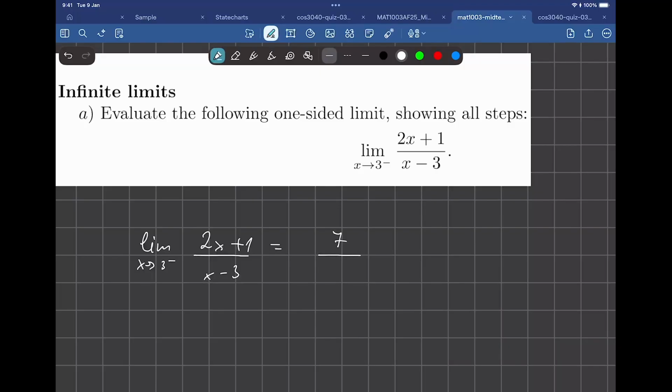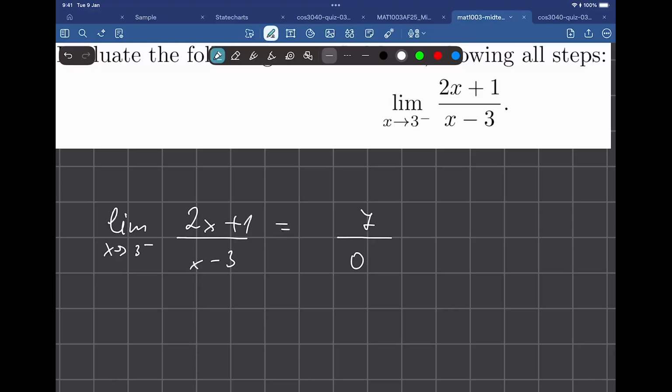And in the denominator, we have 3 minus 3, which is 0, right? Now, again, this is not immediately a problem. If we had 0 over 0, then we would have to do some sort of manipulation. But in this case, we have 7 over 0. And one important thing to note is that we're approaching 0 in the denominator from the left. Why? Because if x approaches 3 from the left, that means x is always less than 3. It could be 2.99999, but it's slightly less than 3.